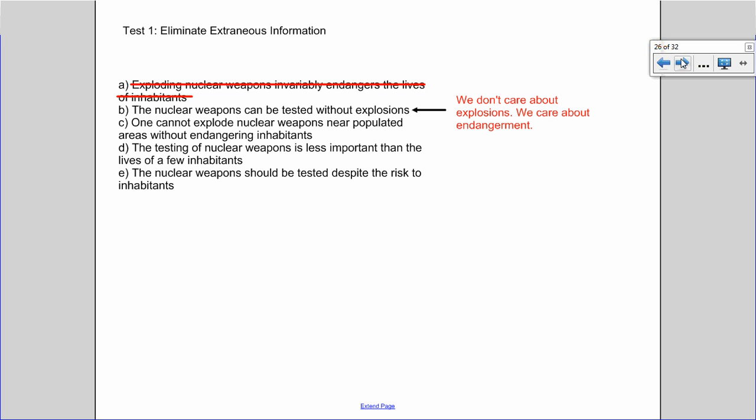Letter B, the nuclear weapons can be tested without explosions. The question is not concerned about explosions. We care about endangerment. It could be that the bomb still caused endangerment without an explosion. So we can eliminate letter B from the possibilities.